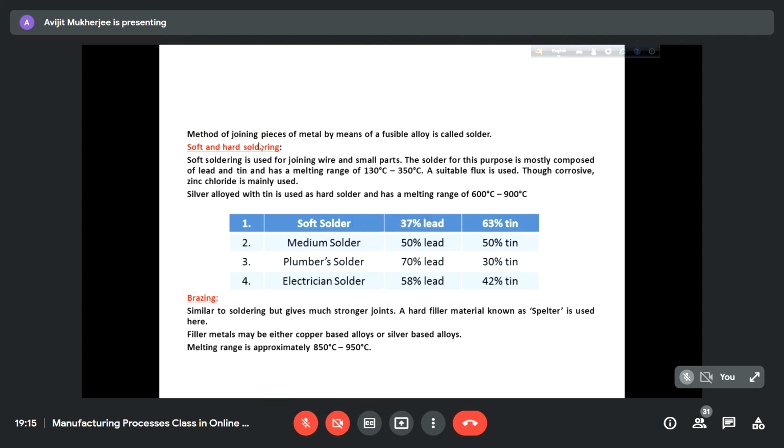The joint is made by means of a fusible alloy. Fusible alloy is known as solder. For that, we must have a solder iron. So before starting the operation, the solder iron is heated. The electricians, when they come, plug in the solder iron for some time. When heat is sufficient, and heat is not that high, the melting range of the solder material is only 130 to 350 degrees centigrade, depending on the material. After initial heating, the solder is melted using that solder iron.